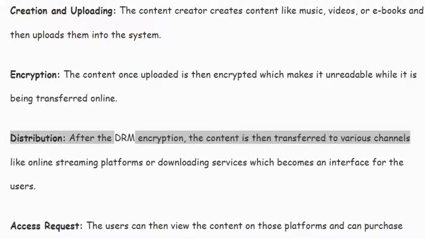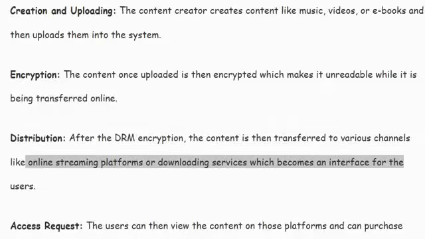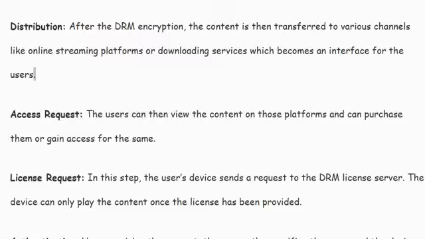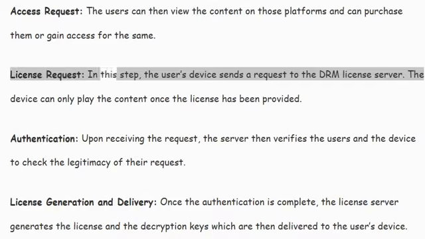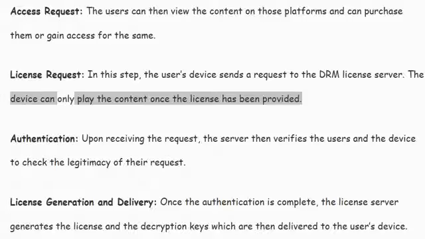Distribution. After the DRM encryption, the content is then transferred to various channels like online streaming platforms or downloading services, which becomes an interface for the users. Access request. The users can then view the content on those platforms and can purchase them or gain access for the same. License request. In this step, the user's device sends a request to the DRM license server. The device can only play the content once the license has been provided.